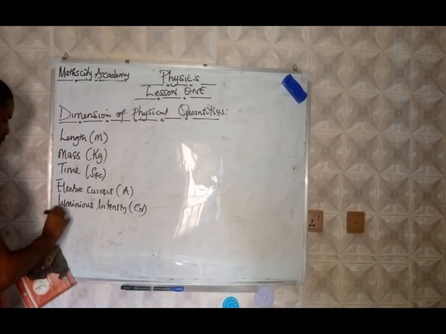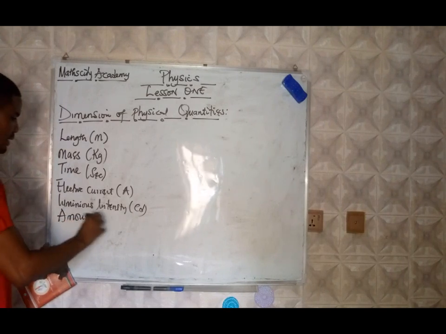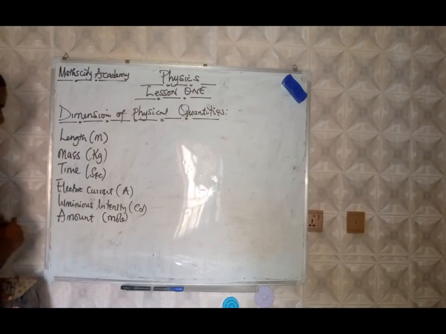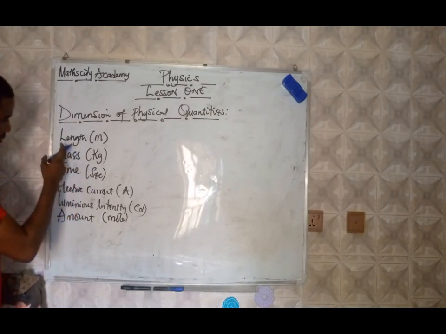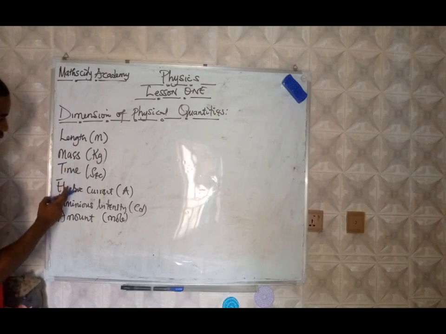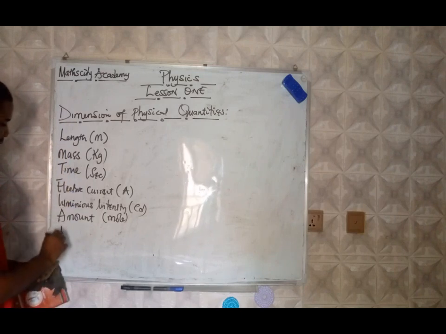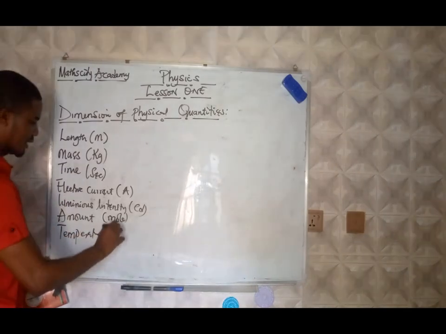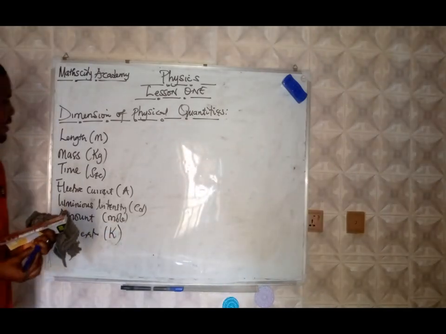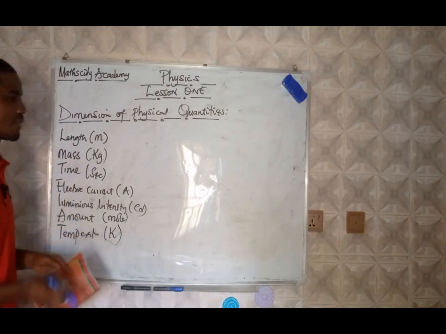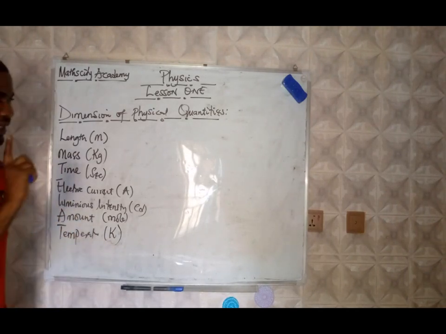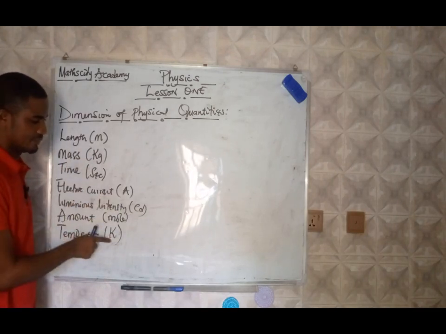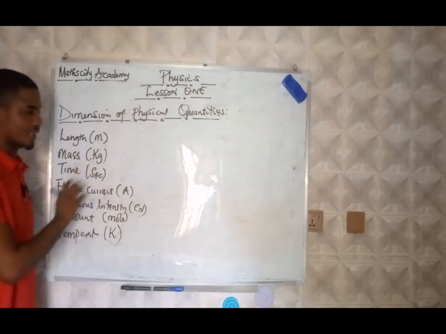Remaining 2. We have amount. This is measured in mole. 1, 2, 3, 4, 5, 6. Remaining 1. We have temperature. This is measured in Kelvin. Now, these are called the fundamental physical quantities. They are fundamental in the sense that their unit of measurement is unique to them. They are not borrowed. They are unique to them.